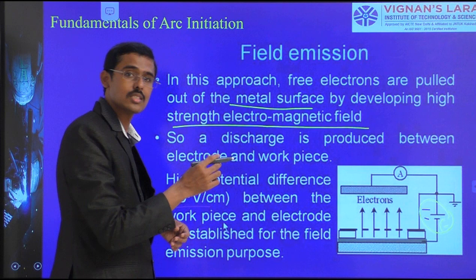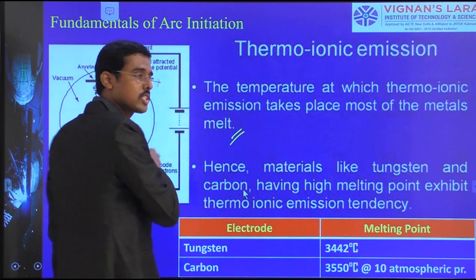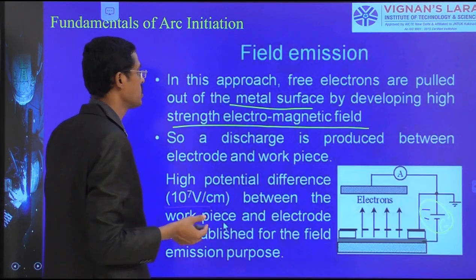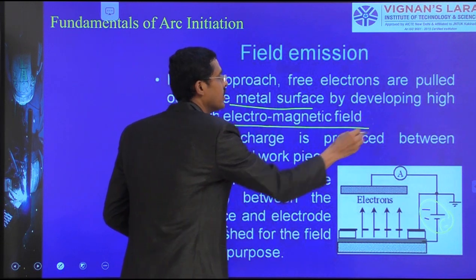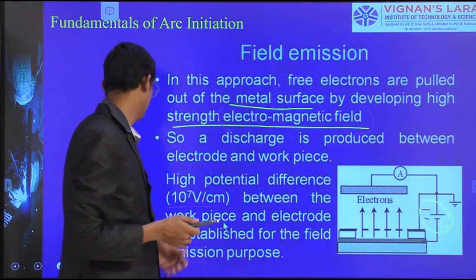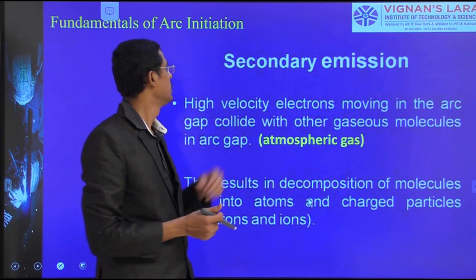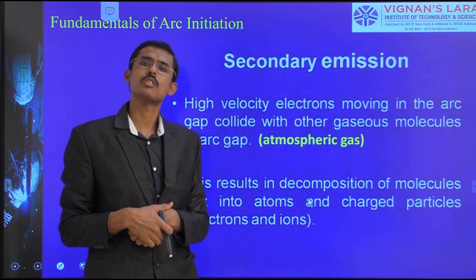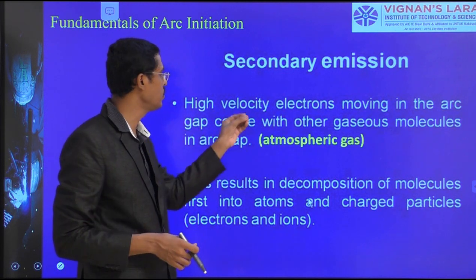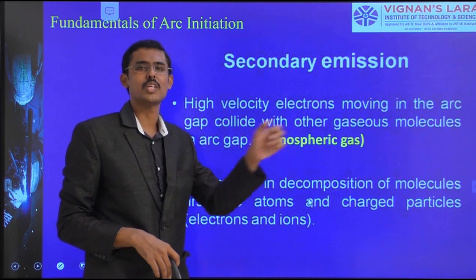Okay. One is by heating the specimen, and one is by creating the electromagnetic field in between these two, the workpiece and the electrode. So this is how we can do it. And one more option is there: secondary emissions are also possible. What is secondary emission? High velocity electrons moving in the arc gap collide with the other gaseous molecules in the arc gap, that is nothing but atmospheric gases.